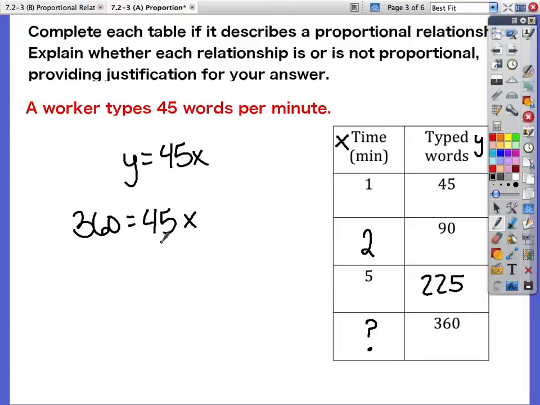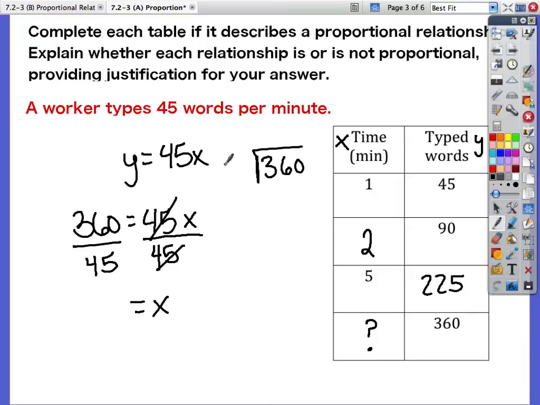So like I said before, if you can divide both sides to figure out x, the relationship's proportional. These cancel out because 45 divided by 45 is 1. And now if I figure out what this is, I'll know what x is. What's 360 divided by 45? Well, I'm going to take a guess here. I'm going to set myself up a division problem to do it. I'm going to guess 7. No, I'm going to guess 8.